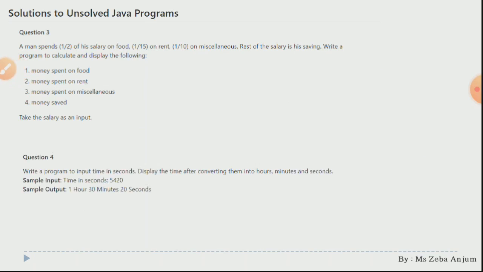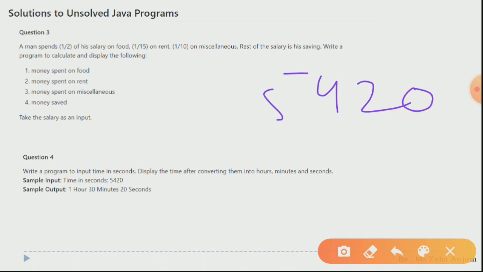Moving on to the question number 4. See, write a program to input time in seconds, display the time after converting into hours, minutes and seconds. Okay, in case you have entered 5420, then you have to convert it into hours, then into minutes, then into seconds.